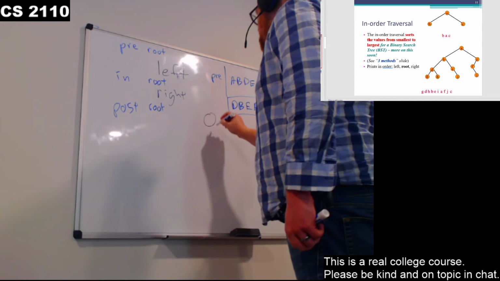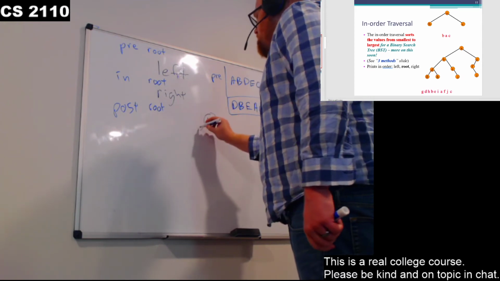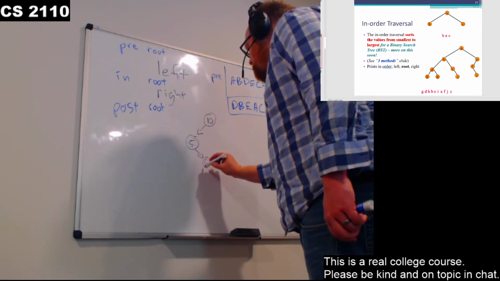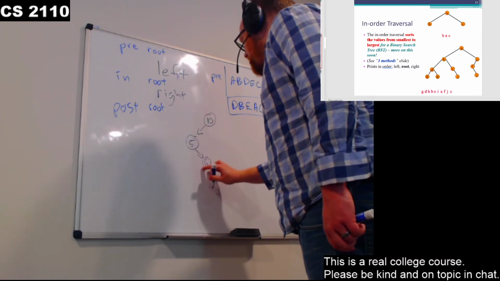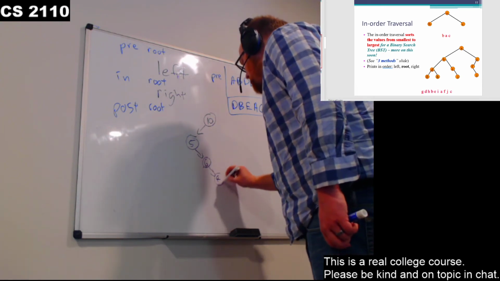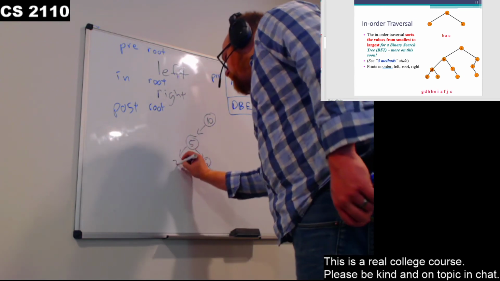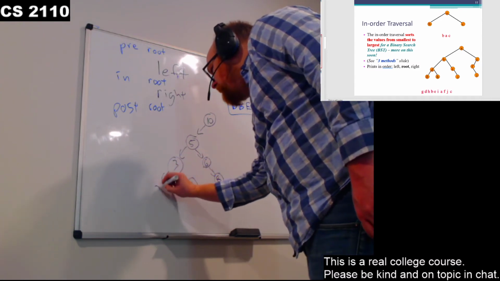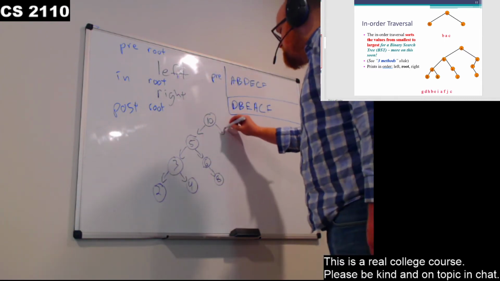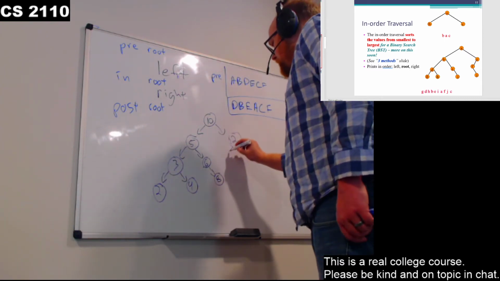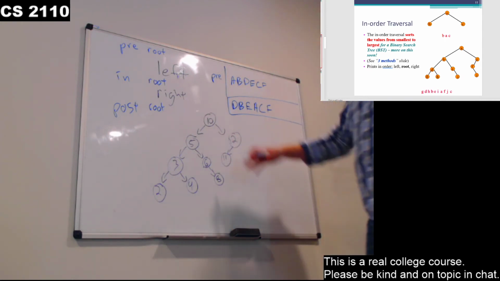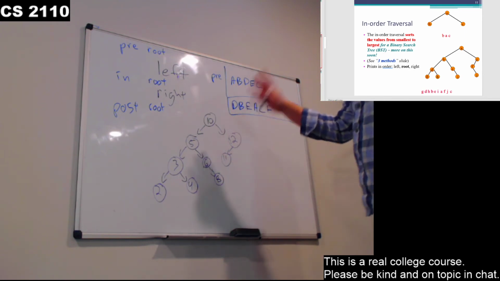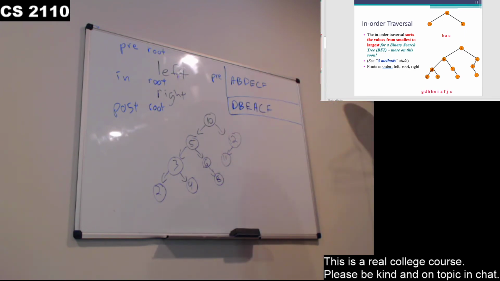Let's say I have 10, 5, 6, I can't really put a number there, 8, 3, 4, 2, and 12. And let's do 11. So let's say this is my binary search tree. And I'm just checking. Yeah, it is a valid binary search tree.